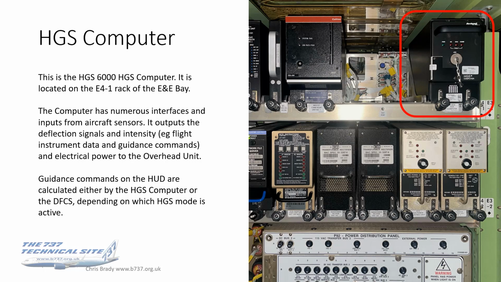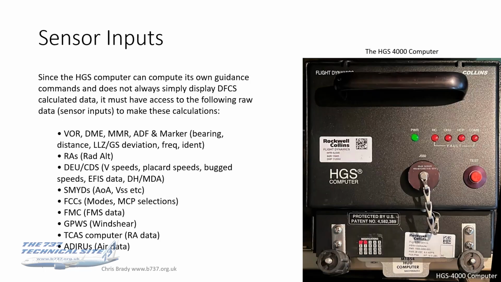Guidance commands on the HUD are calculated either by the HGS computer or the flight control computer, depending on which mode is active. And again, I'll come on to that later. So since the computer can compute its own guidance commands and doesn't always simply display the FCC calculated data, it's got to have its own access to the raw data sensor inputs to make those calculations. So it actually has a feed in from all of that list of components there.